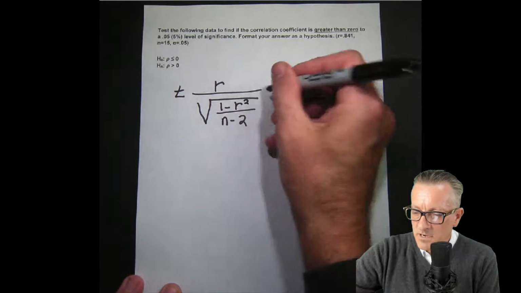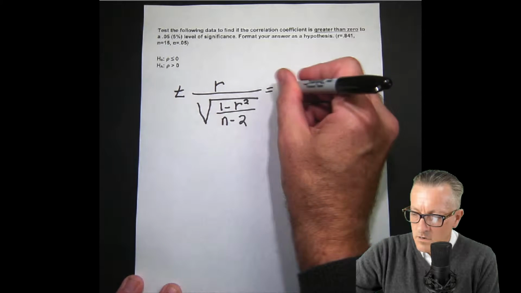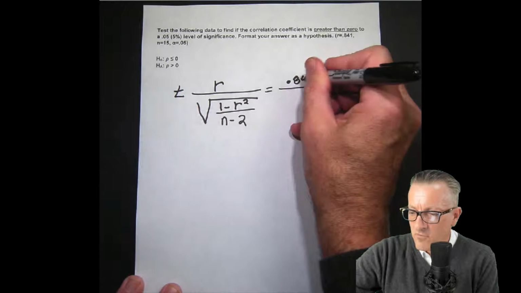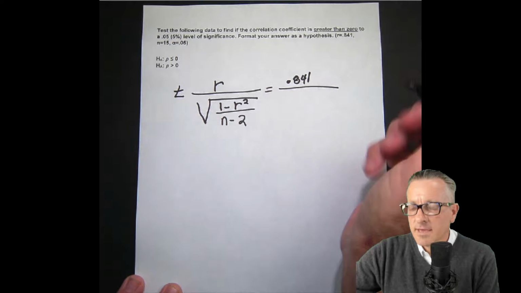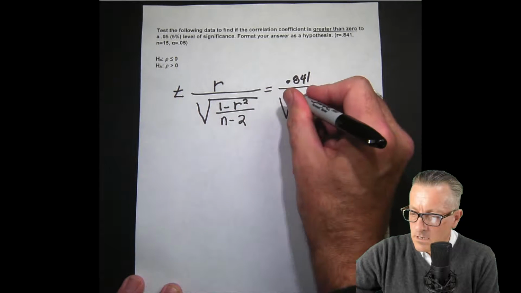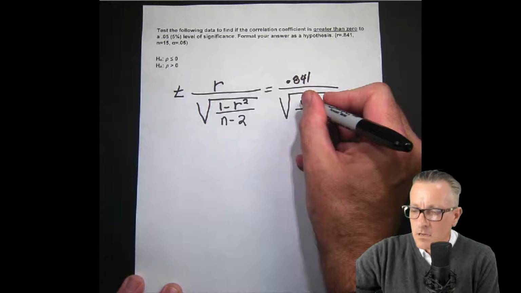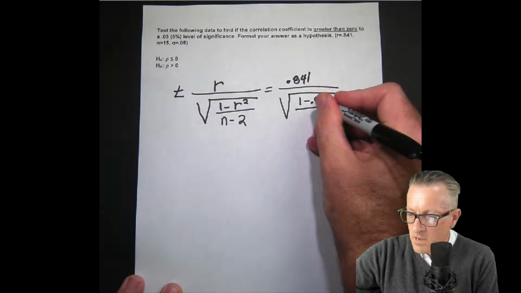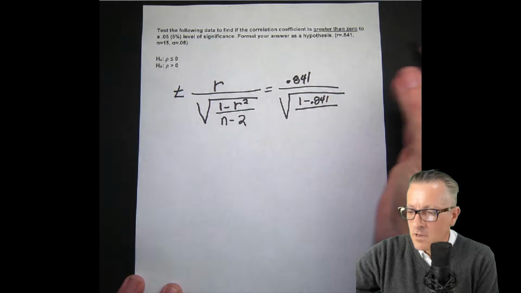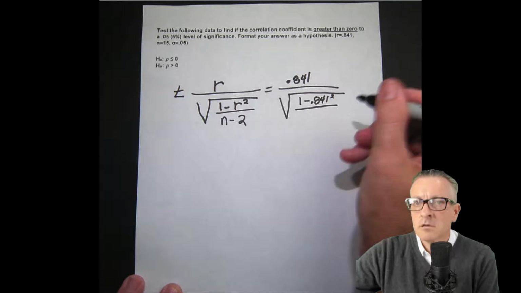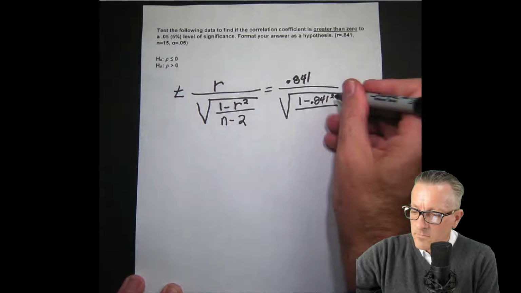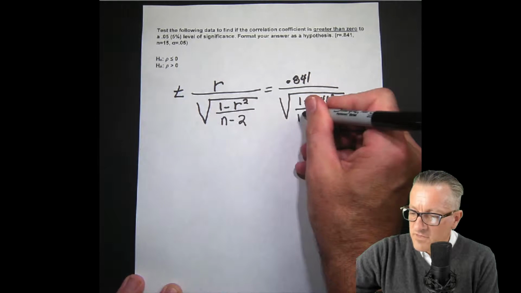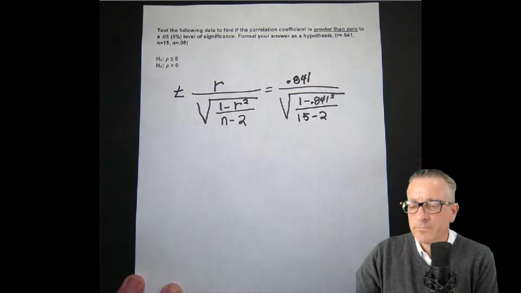So we'll start putting in some of our data here. So we have 0.841, and then 1 subtract 0.841 to the second power, and then 15 minus 2.